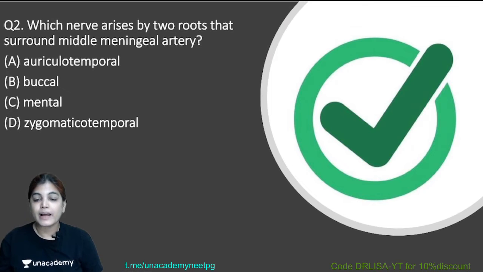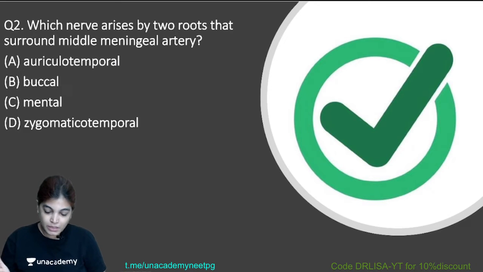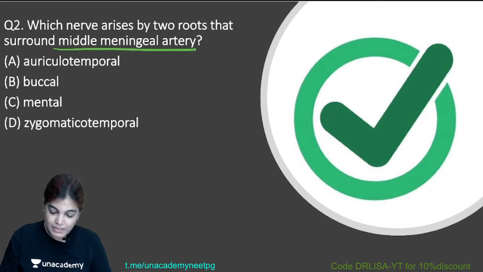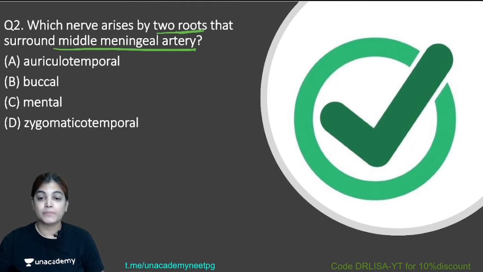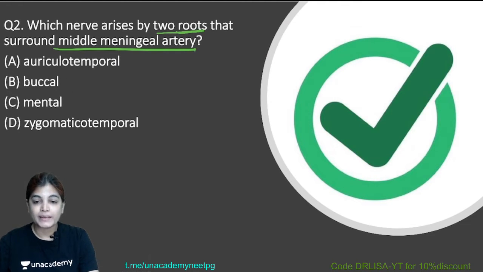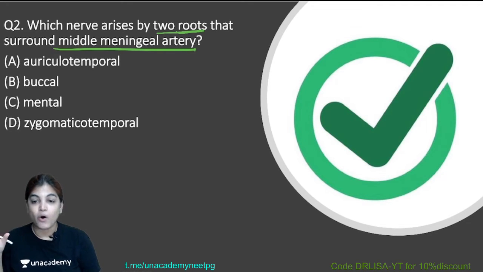Which nerve arises by two roots that surround the middle meningeal artery? The hint provided in the MCQ is that the nerve arises by two roots and surrounds the middle meningeal artery. The options provided are auriculotemporal, buccal, mental, and zygomaticotemporal. So coming to solve this MCQ, the MCQ is giving the hint, and if you know that a nerve arising from two roots and surrounding the middle meningeal artery, that nerve is the auriculotemporal nerve.